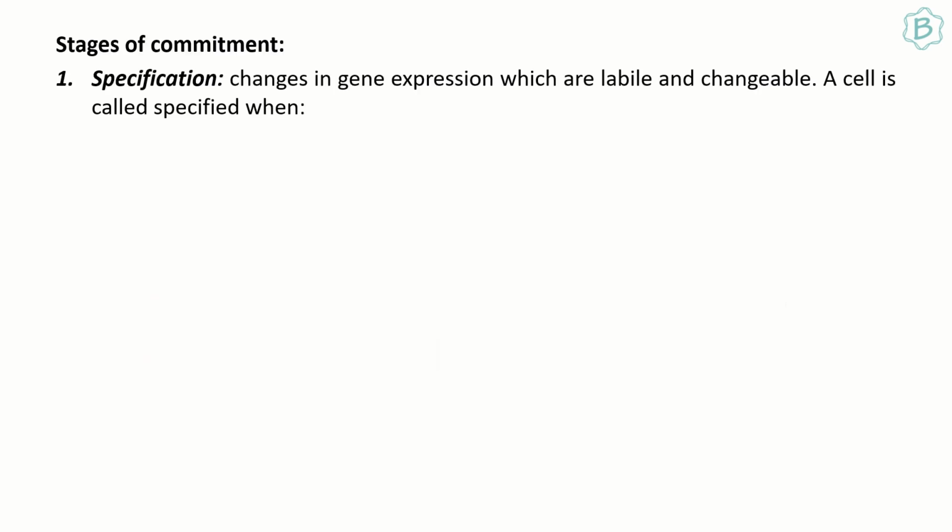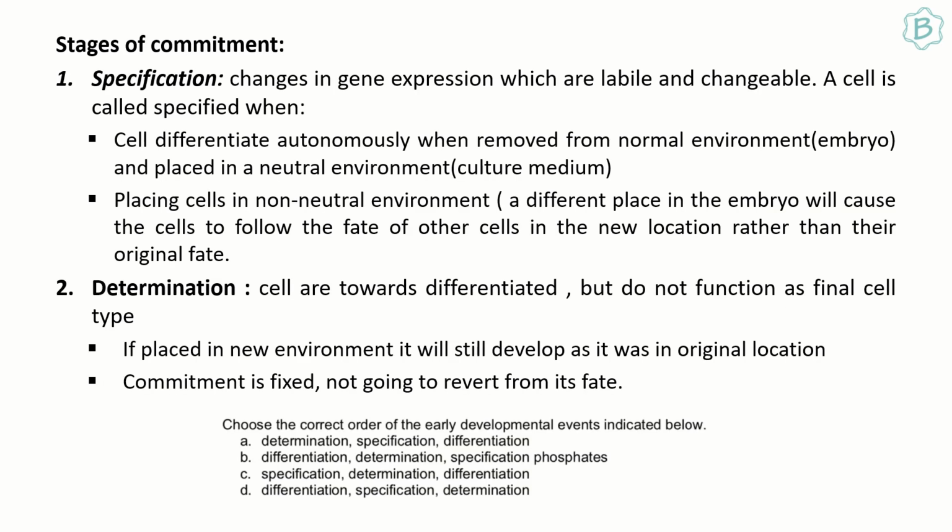Stages of commitment. As I told you, specification and determination are the two stages. In specification, the cell can revert, meaning it is specified to form a particular type of cell, but it is not fixed yet. It is not determined yet. It can revert back. Changes in gene expression are labile and changeable.